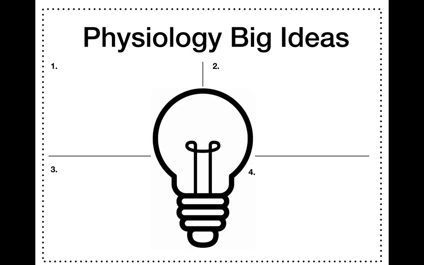Okay, and our last page for today is the big ideas for this unit. So, Physiology Big Ideas, we're going to have 4 of them and have our light bulbs. Again, if you're doing this digitally, you should make a table or some way to organize this as the big ideas. Make it very obvious, so when you're scrolling through your notes later, you can easily find the big ideas page.